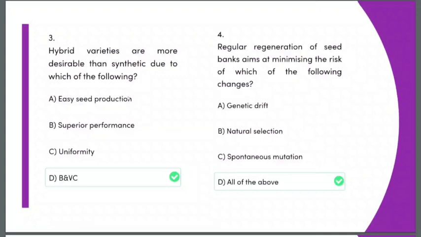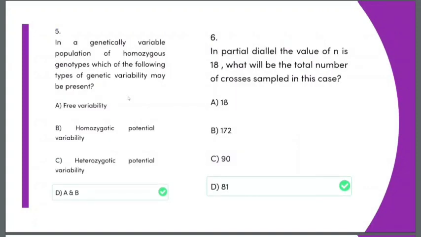Just ignore it. Fourth question is, regular regeneration of seed bank aims at minimizing the risk of which of the following changes? Genetic drift, natural selection, spontaneous mutation, all of the above. So all of the above is the correct answer.